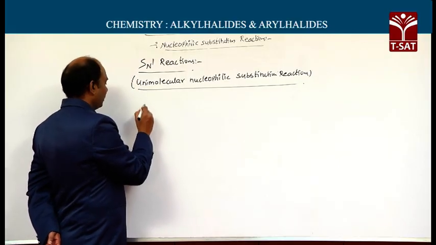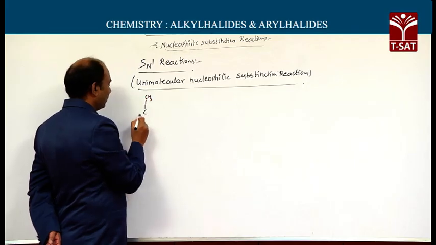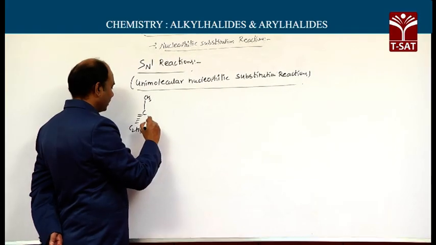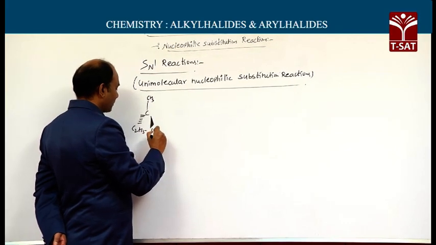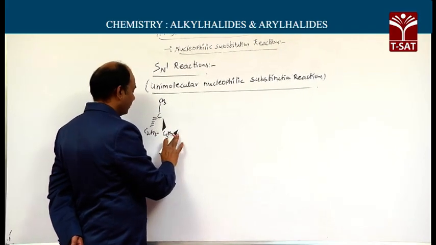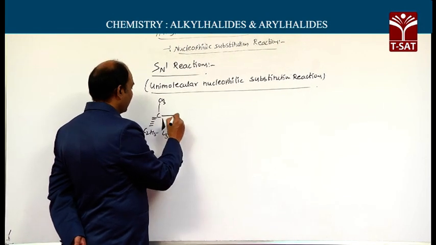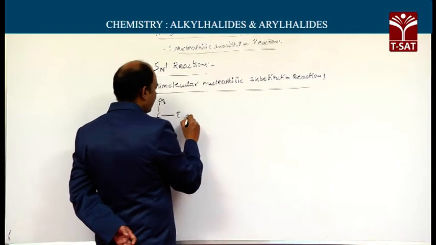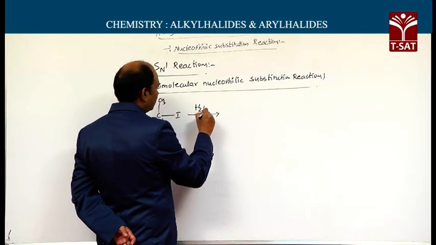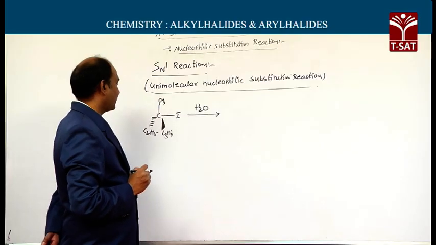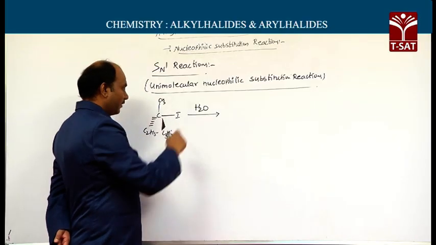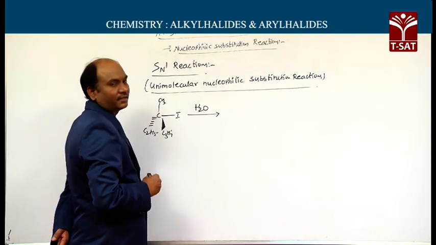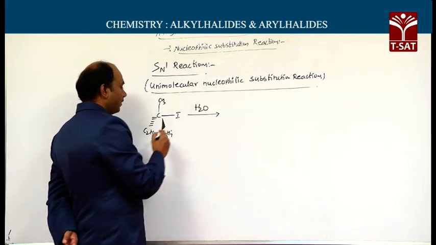Here we have one example. This is CH3, on this side C2H5, and on this side C3H7. Here we have a leaving group. This is treated with water. In the presence of this solvent, what happens? The solvent also acts as a nucleophile, and here we get the product.